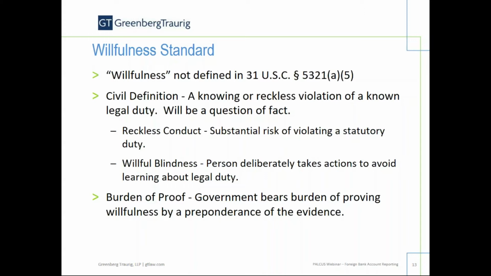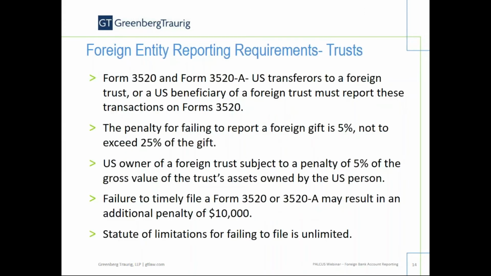And willful blindness is what I see more commonly argued by the IRS: a person deliberately takes actions to avoid learning about their duty. And the way that comes up is somebody has a foreign bank account. They know that if they ask their accountant or their tax lawyer about whether they have a filing requirement and they just don't ask, it's kind of like don't ask, don't tell, then they won't get the answer that they're required to file it. So that's willful blindness. And on all of these willful cases, the government, meaning the IRS, bears the burden of proving by a preponderance of the evidence. The next slide.